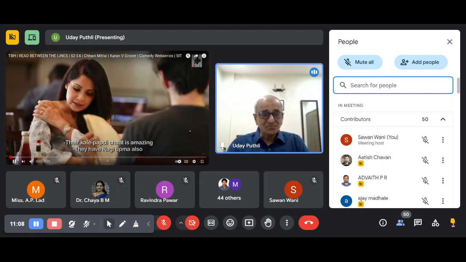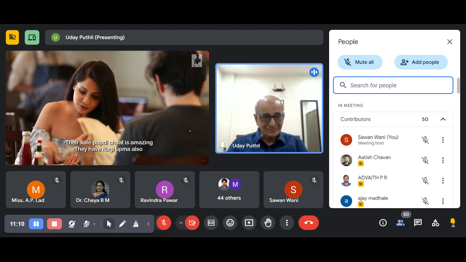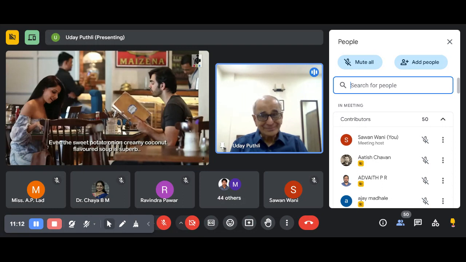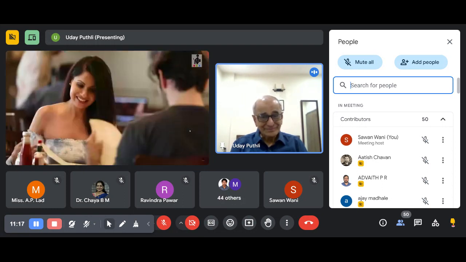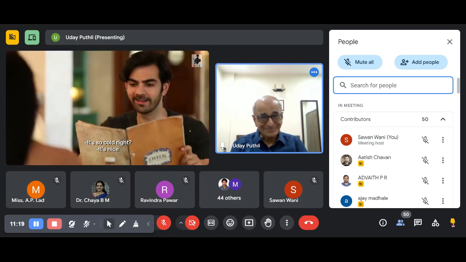Maybe the kale papadi chaat is amazing here. Hey, they have nachni upma also. Even the sweet potato, onion, cream, coconut flavor soup is super. And in fact, order anything blindly. Really? Yeah. It's so cold, na? It's nice.